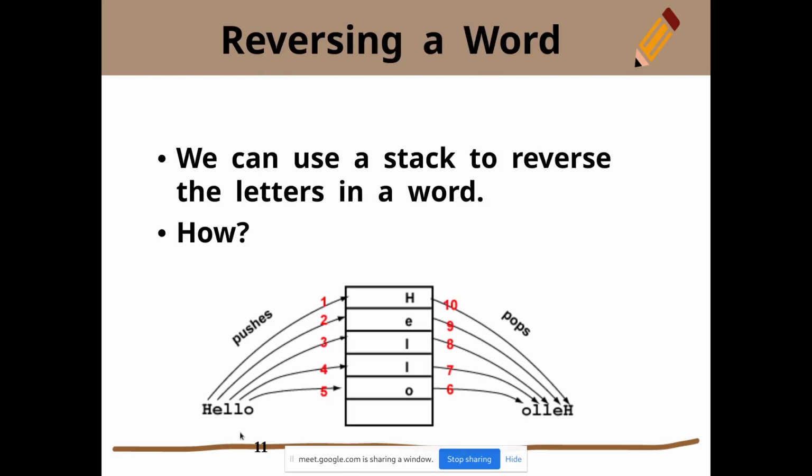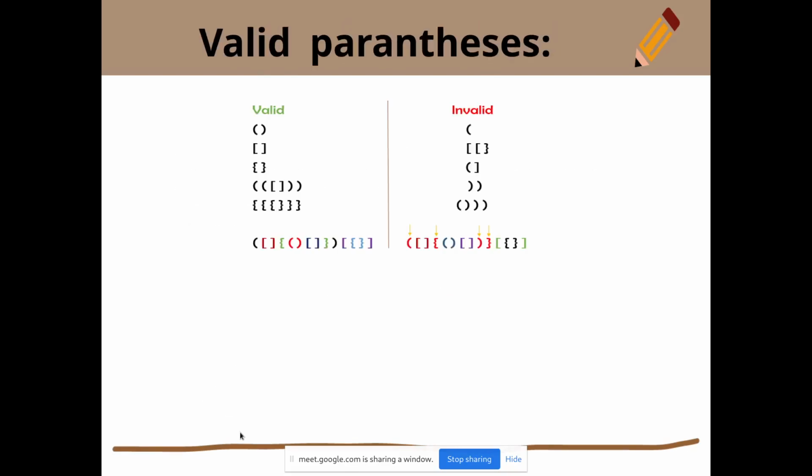Okay, so we can use a stack to reverse the word. This is a very famous problem which requires the application of a stack. Suppose I am given a set of brackets. We call it parentheses. Any type of brackets, this type or this type, or maybe invalid brackets, something like this. And I want to tell whether these brackets are balanced or not.